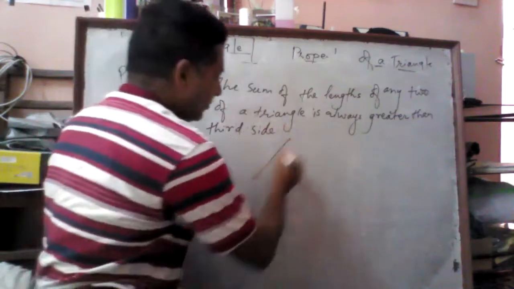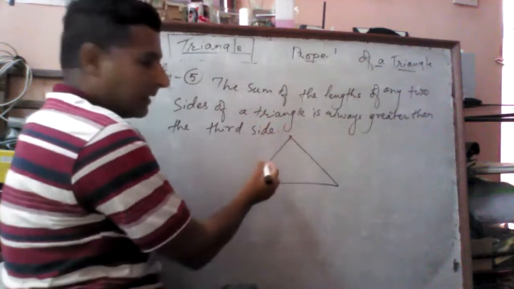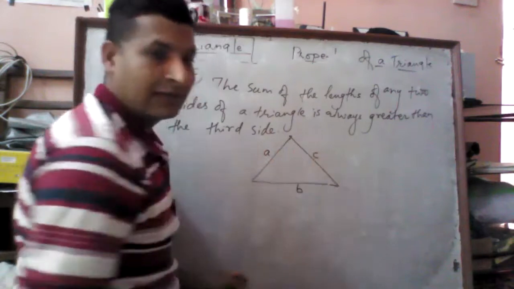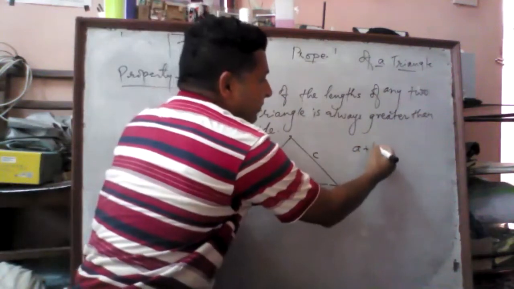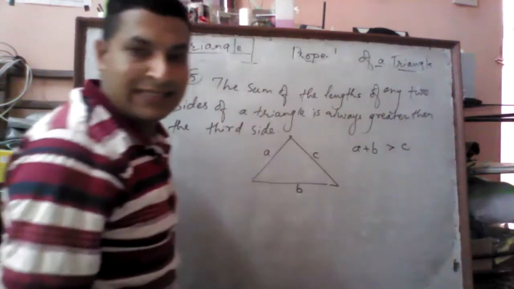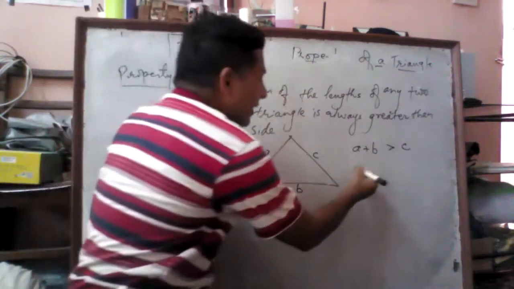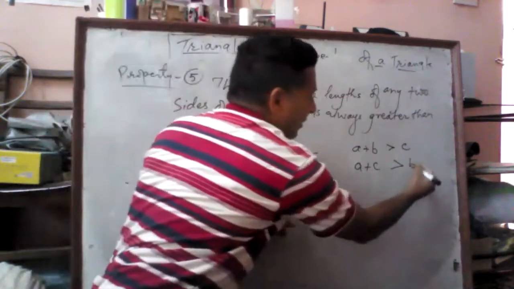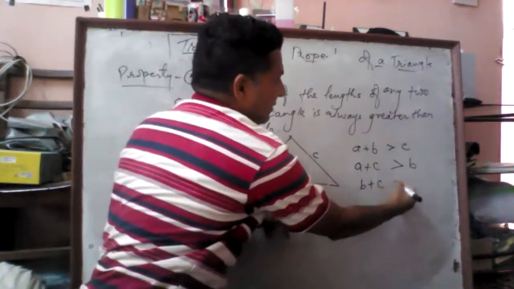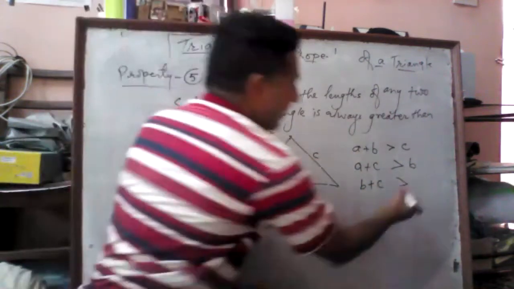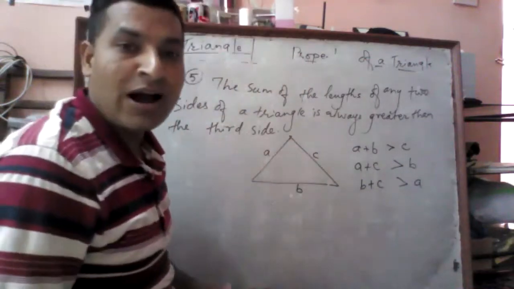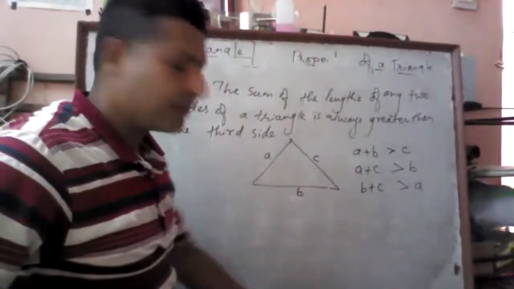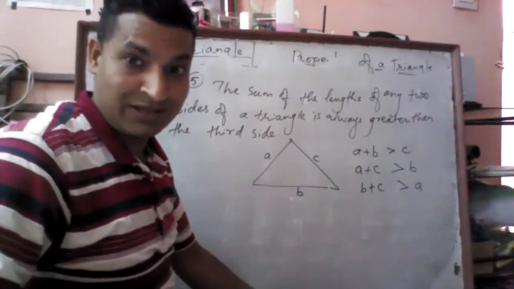It means, suppose in a triangle, this side is A, this is B, this is C. If we add A plus B, that is always greater than C. Similarly, if we add A and C, that is always greater than the third one, B. If we add B and C, that is always greater than the third one, A. Otherwise, a triangle cannot be formed. And all these properties can be verified experimentally. You can do the experiment yourself also.